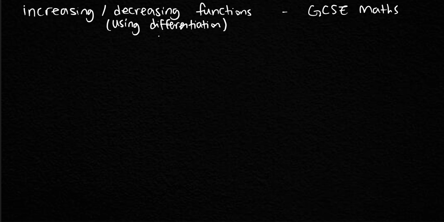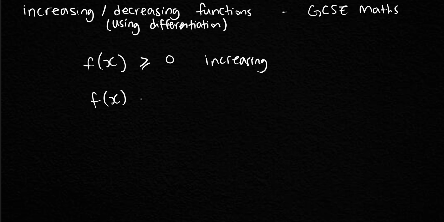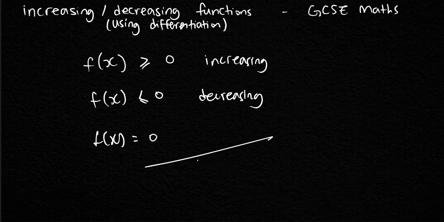Okay, let's take a look at how we can use differentiation to see if your function is increasing or decreasing for your GCSE Maths exams. So if your function f dash of x is greater than or equal to 0, it's increasing. I'll explain the reason in just a second. If f dash of x is less than or equal to 0, it's decreasing. Of course, when it equals 0, it's stationary, because that will mean your gradient is 0. It's a horizontal line. It's not increasing or decreasing.